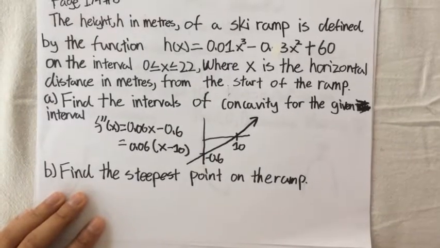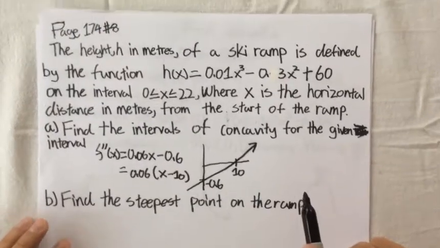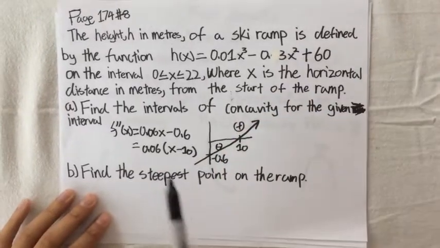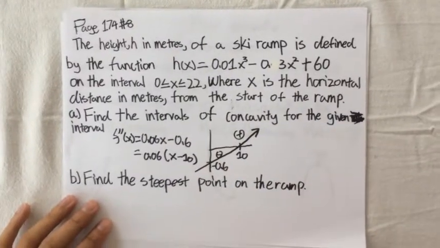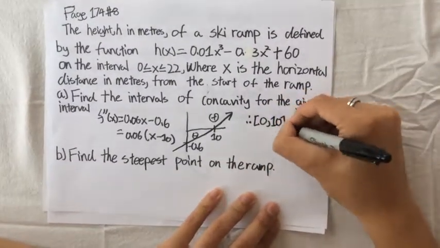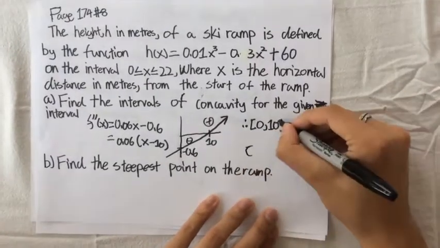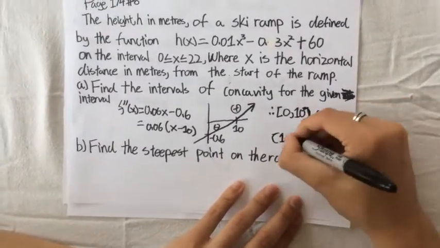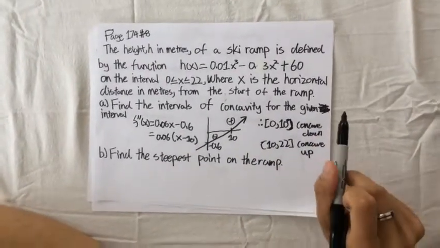Remember I said that the values that are above the x-axis are the intervals that are concave up. There's a positive and negative. But remember the question only concerns the interval between 0 and 22. So therefore, we can conclude that from the start of the ramp to 10 meters from the start of the ramp, it is concave down. And from 10 meters from the start of the ramp to 22 meters from the start of the ramp, it is concave up.